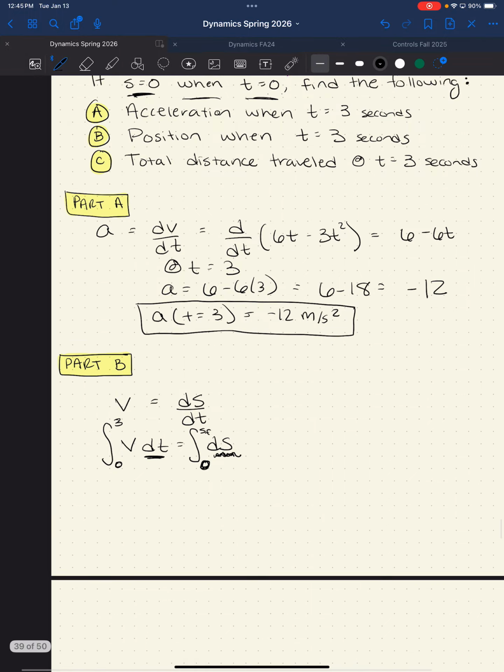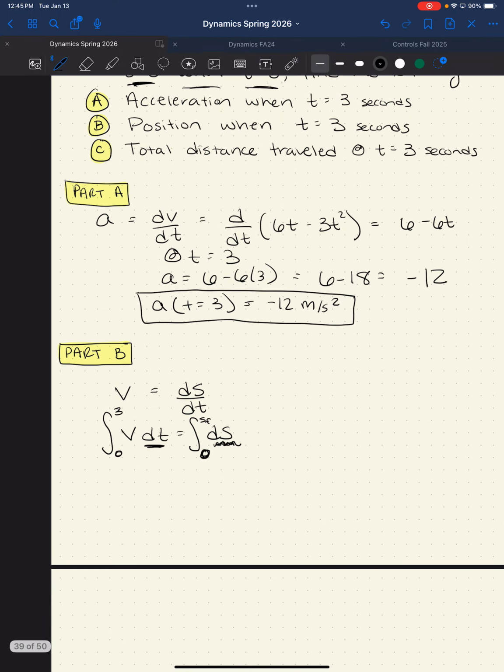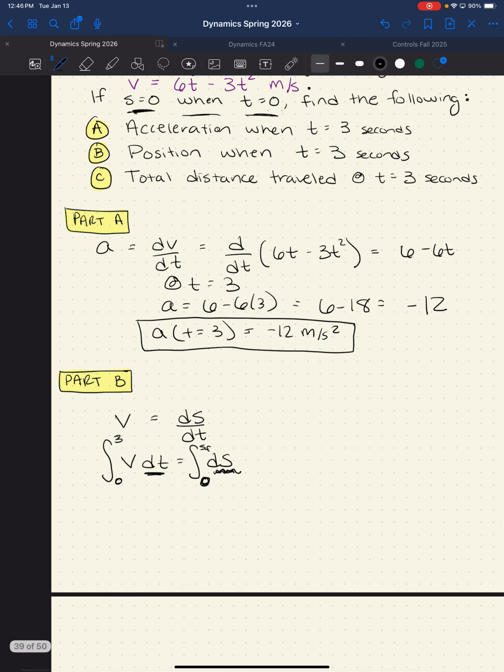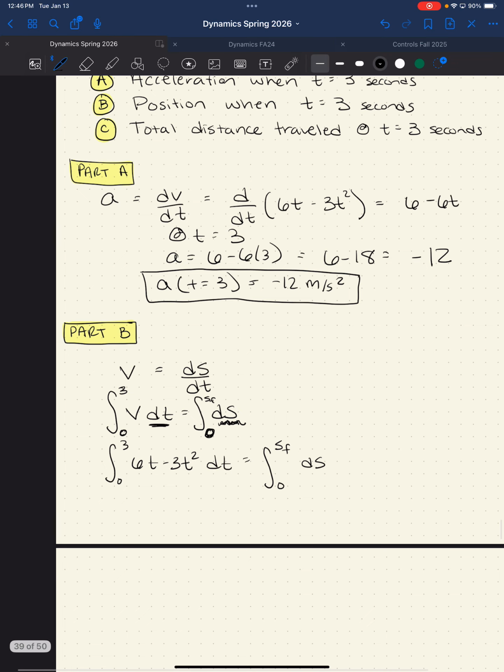Okay. Now I need to just toss in my expression for velocity and then evaluate the integral. So I'm going to take the integral from 0 to 3 of 6t minus 3t squared dt equals the integral from 0 to S_f ds. What's my integral for this expression here?